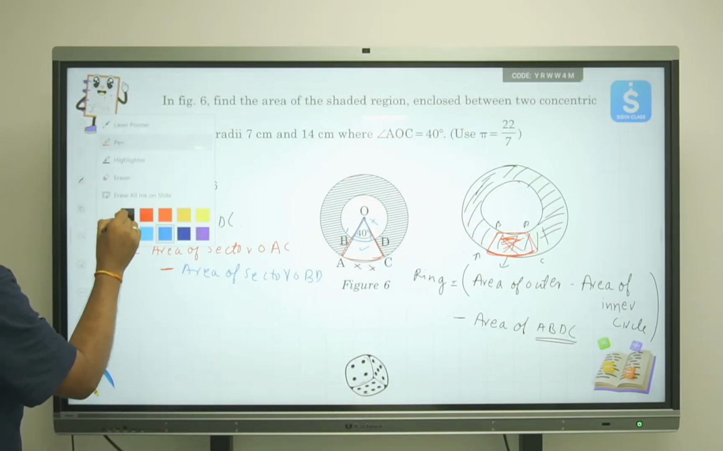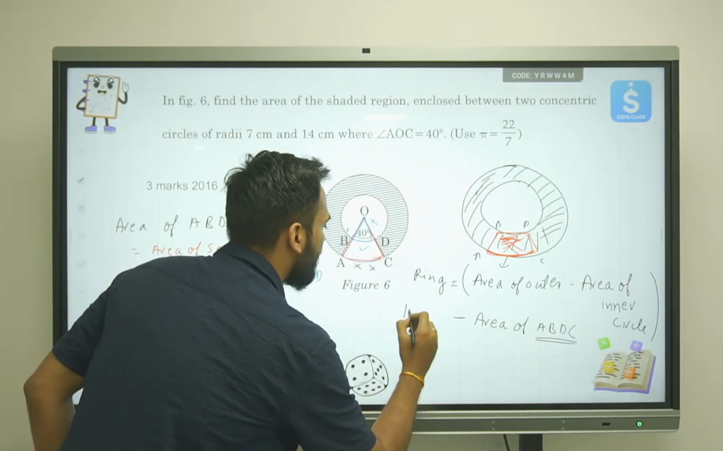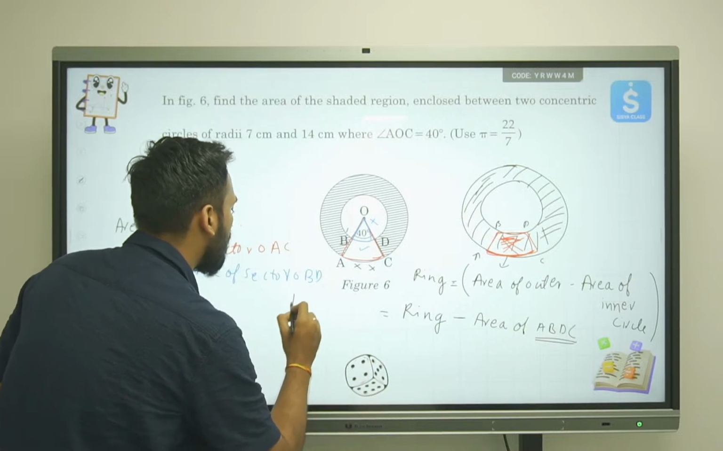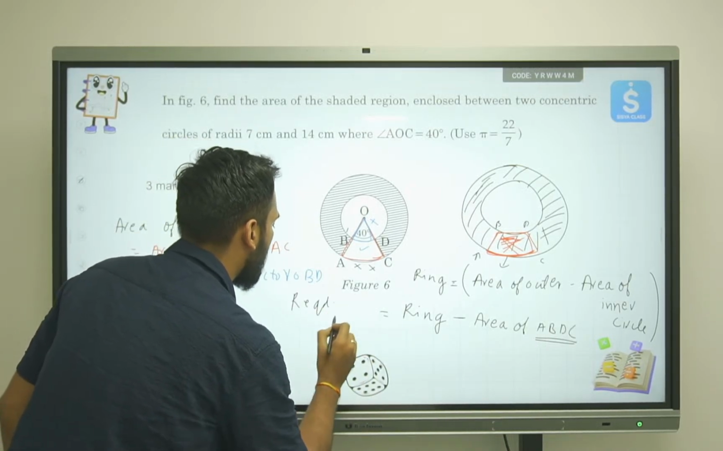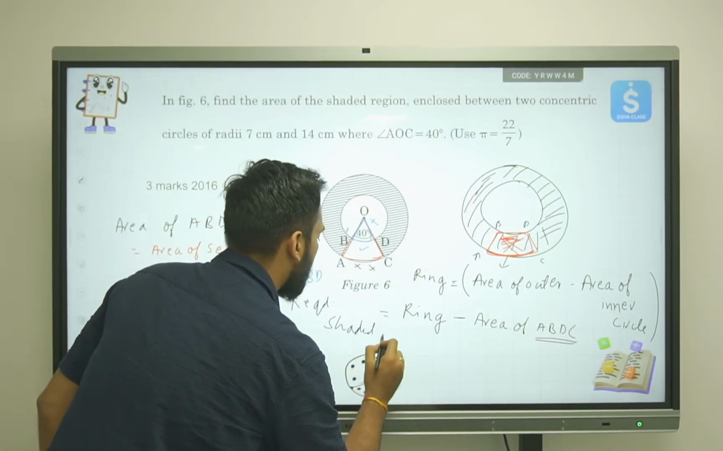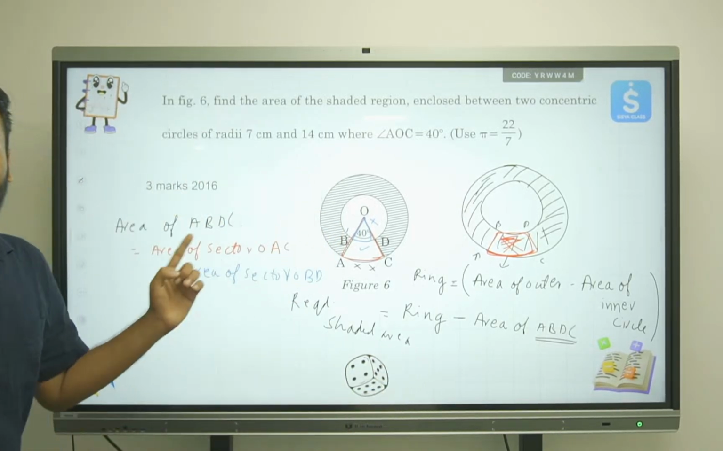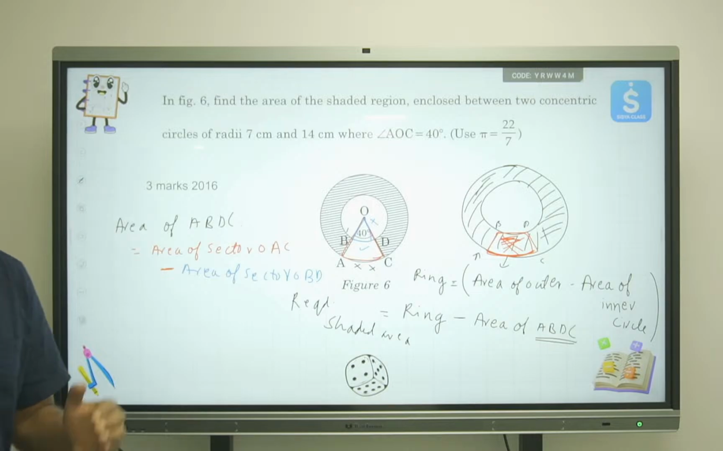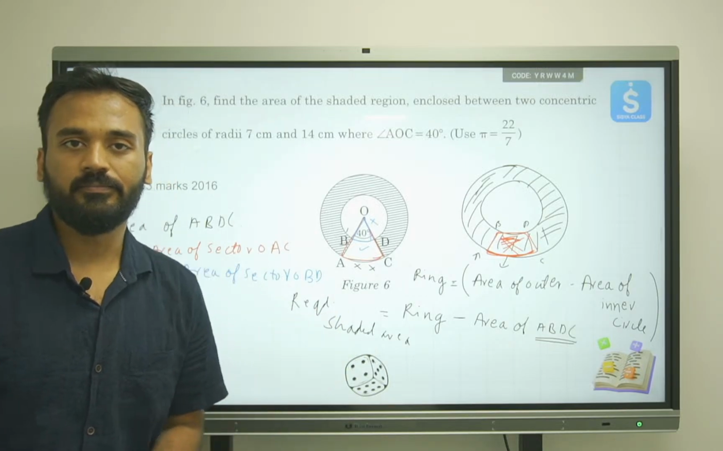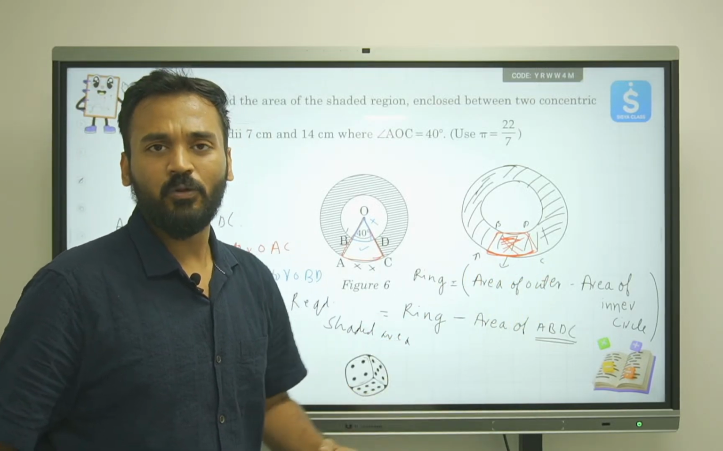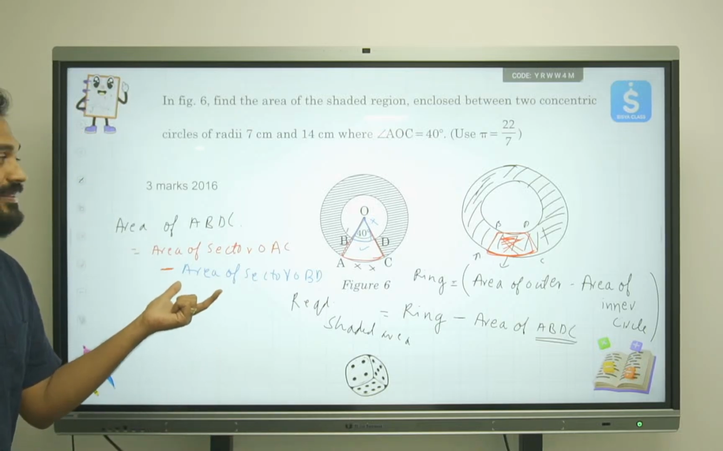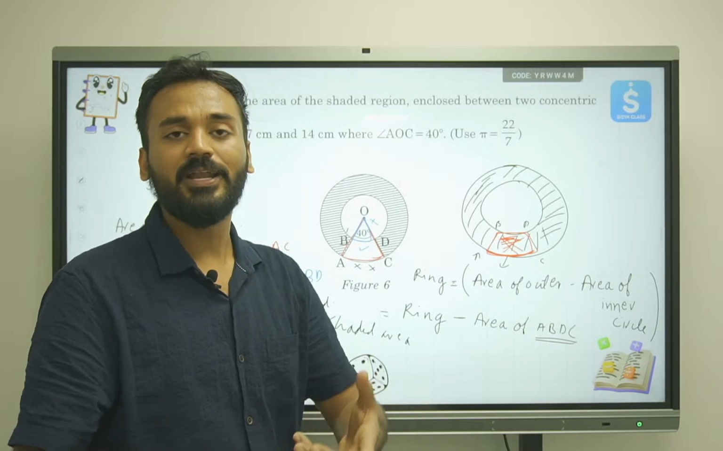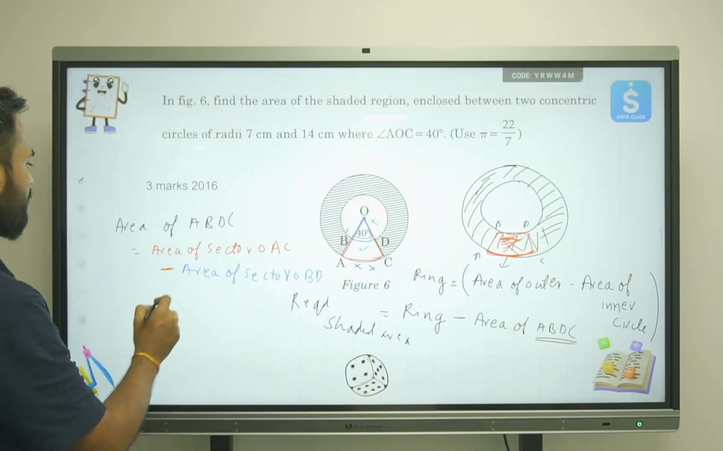Clear? The concept is clear. So from the ring's area, if I subtract the area of ABDC, I will get the required shaded area. The concept is clear. This is important. If you understand this concept, then the next important thing for this question is the formula for sector. Because formula for circle everyone knows, pi r square. Formula for sector's area is something which is important, and the next important thing is substituting the values and finding out the answer. So let's find out each and everything one by one.